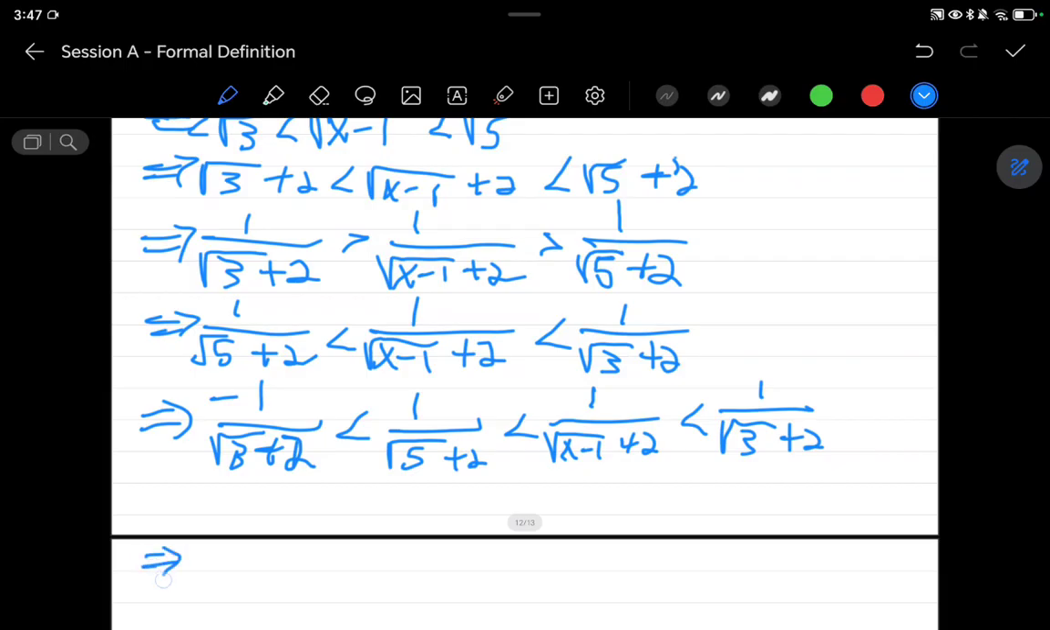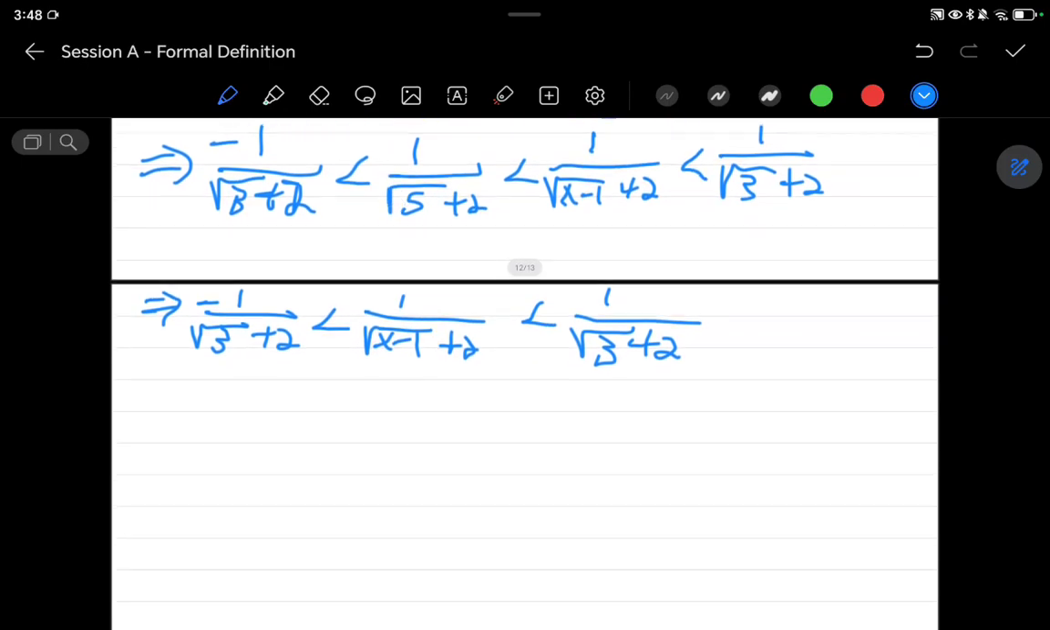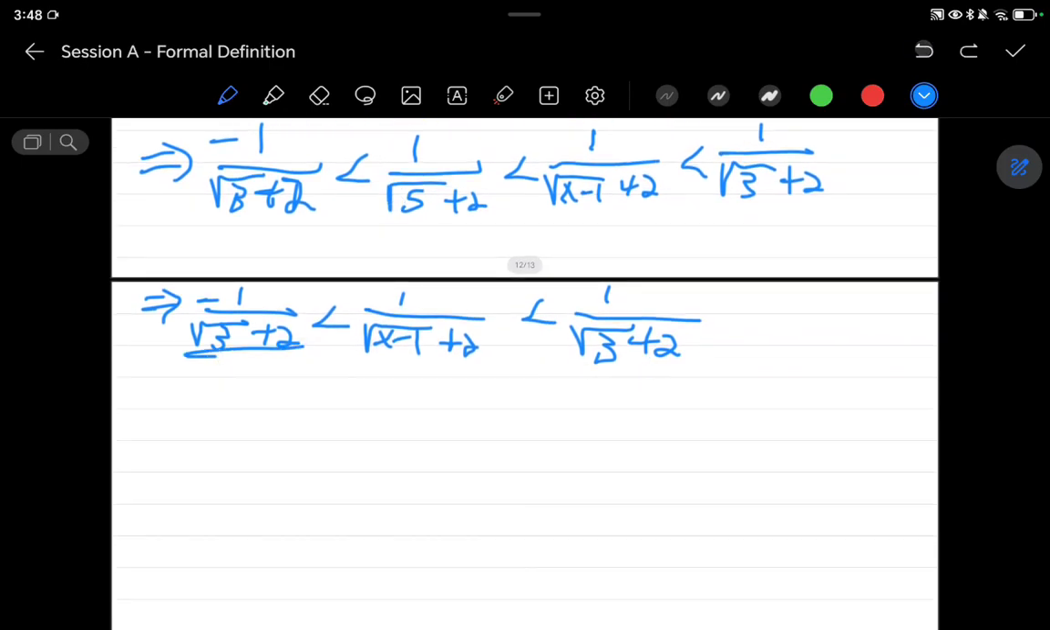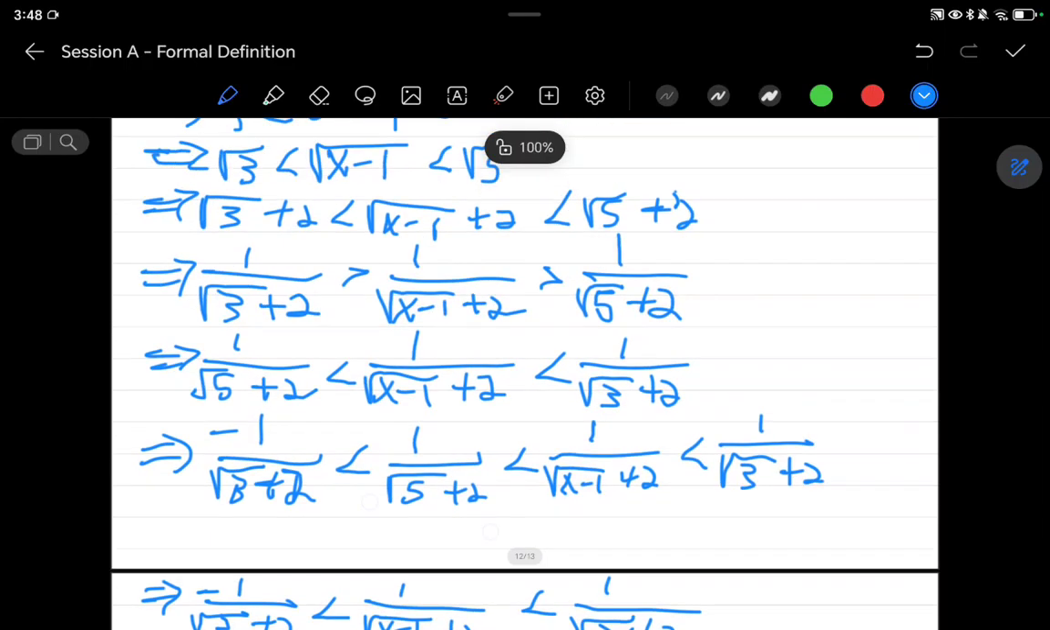We can say this will imply that minus 1 over the root of 3 plus 2 is less than 1 over the root of x minus 1 plus 2 is less than 1 over the root of 3 plus 2. You see, right? And since these are the same and the only difference is the sign, we can now say this will imply that the absolute value of 1 over the root of x minus 1 plus 2 is less than 1 over the root of 3 plus 2. And check this.